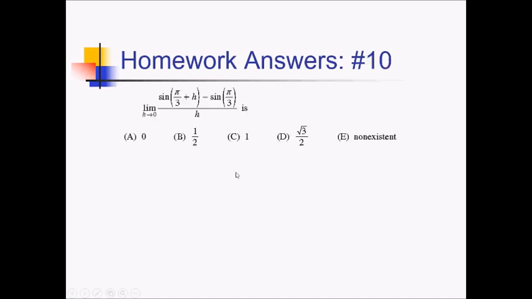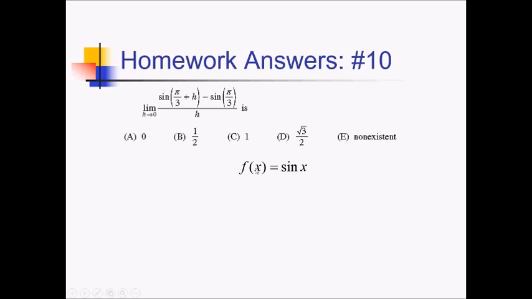For this problem, we're trying to figure out the limit as h approaches 0 of all this craziness. Now, hopefully you recognize that this is the limit form of a derivative. We're really taking the derivative of some function here at pi over 3. Which function are we trying to take the derivative of? What's the original function? Well, I'm going to say f of x equals whatever this pi over 3 plus h is inside of. Sine is the original function here.